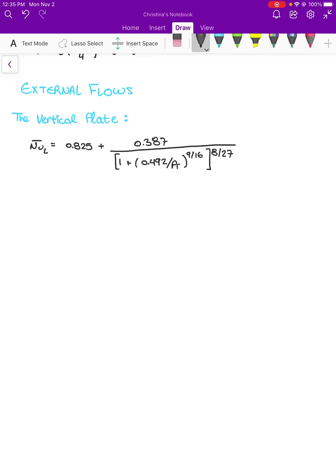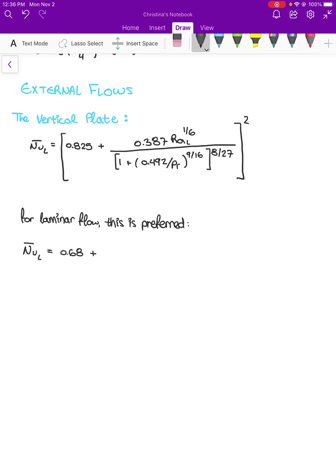Let's look at the correlations for external flow over a vertical plate. The following correlation can be used for all Rayleigh values, meaning it is appropriate to use for both laminar and turbulent flows. However, it has been found experimentally that it is not an amazing approximation for laminar flow, and so the following equation is generally preferable to use for laminar flow.